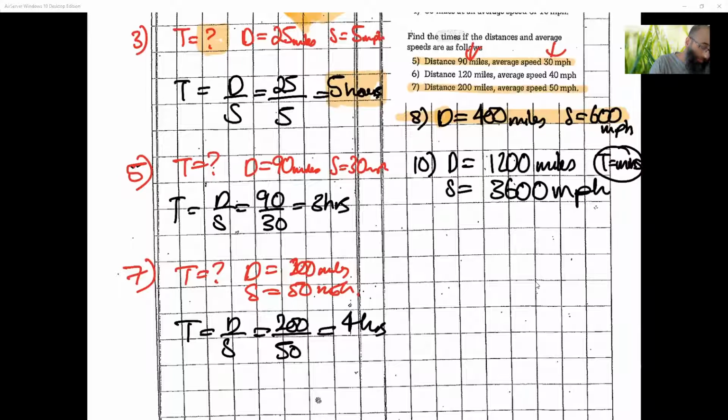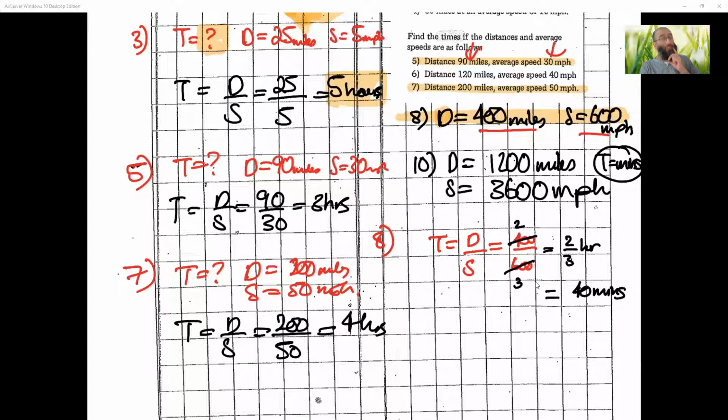Question number 8. The time is equal to the distance divided by the speed. So the distance and the speed, we have 400 divided by 600. If I divide that by 200, I get 2. And that by 200, I get 3. So the time is 2/3 of an hour. Or we could say that is equivalent to how many minutes? 40 minutes. So this vehicle is traveling very fast.